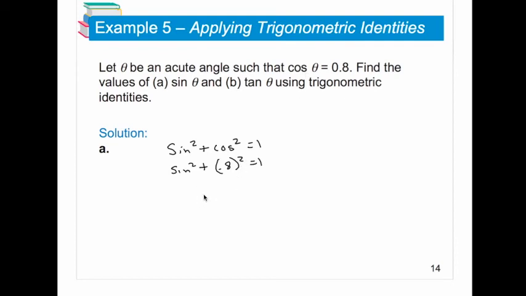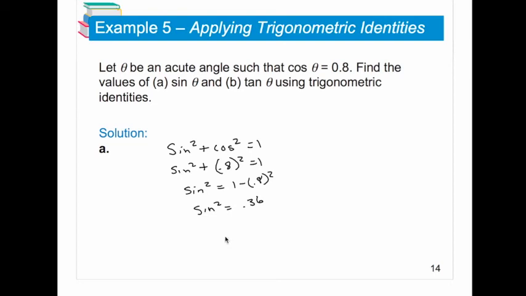Alrighty, so let's see if we can move on from here. How do I move on from here? I got 0.8, I could square that if I'd like to, or you can move it over to the other side. Let's do that. Sine squared equals 1 minus 0.8 squared. Okay, well, this is going to be 0.64, so sine squared equals 1 minus 0.64, which is 0.36.